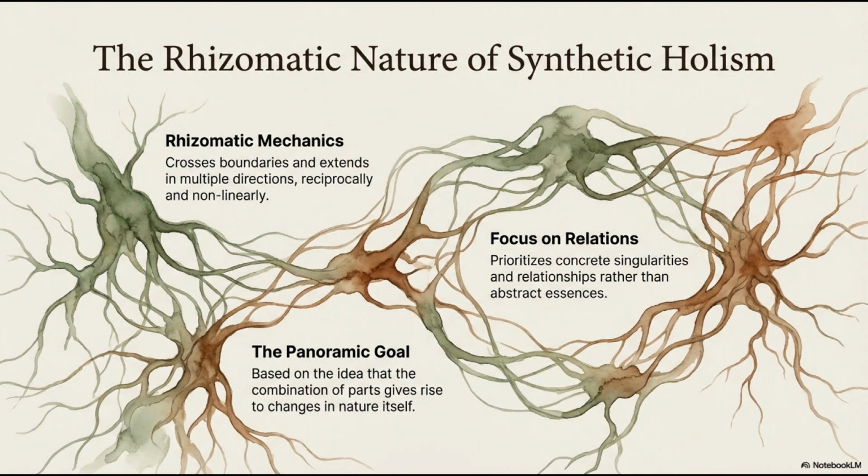That perspective is the rhizomatic nature of synthetic holism. Unlike a tree with a single root, a rhizome moves in multiple directions, connecting disparate points across boundaries. It prioritizes concrete relationships over abstract, isolated essences. The goal here is panoramic: to recognize that when parts come together, they don't just sit side by side, they change, creating something entirely new through their interaction.